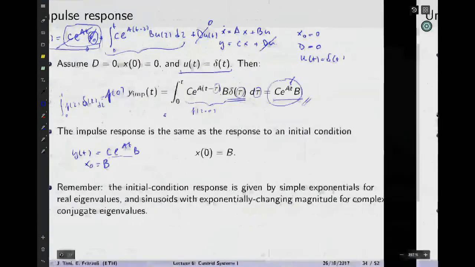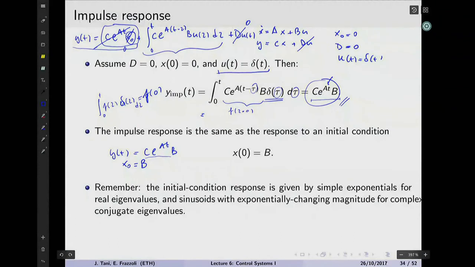And okay, so let's keep that in the bag of our tools because it's going to turn out to be very important. It's going to turn out that this impulse response basically characterizes fully the response of the system. Once you know the impulse response of the system, it's as if you know the transfer function of the system. It's actually exactly the same thing. The transfer function is the Laplace transformation of the impulse response, but we will see that later on.